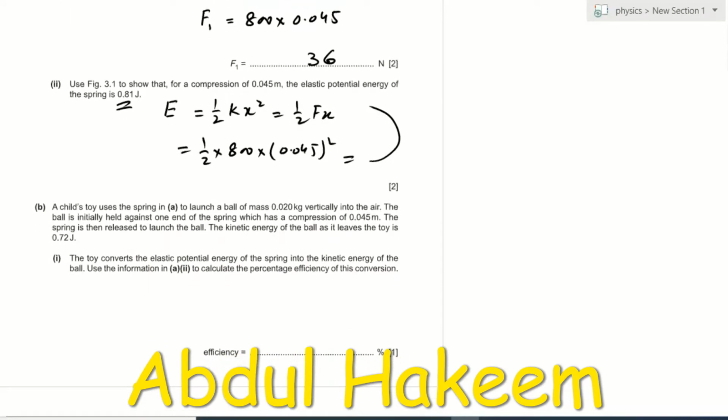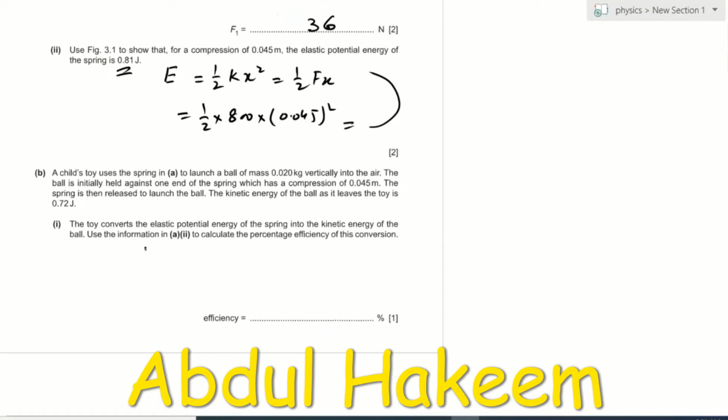Next is: a child's toy uses a spring to launch a ball of mass 0.02 kilogram vertically into the air. The ball is initially held against one end of the spring, which has a compression of 0.045 meter. The spring is then released to launch the ball. The kinetic energy of the ball as it leaves the spring is 0.72 joule. The toy converts the elastic potential energy into kinetic energy of the ball. Use the information to calculate the percentage efficiency of conversion.